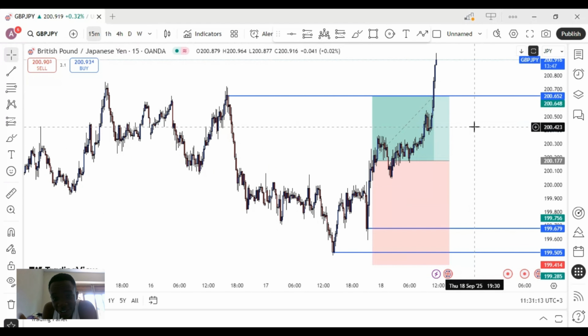So I have just made $3.20 trading GBP JPY, and I'm going to show you the exact step-by-step top-down analysis that I used to make this happen. So we begin with the weekly time frame.